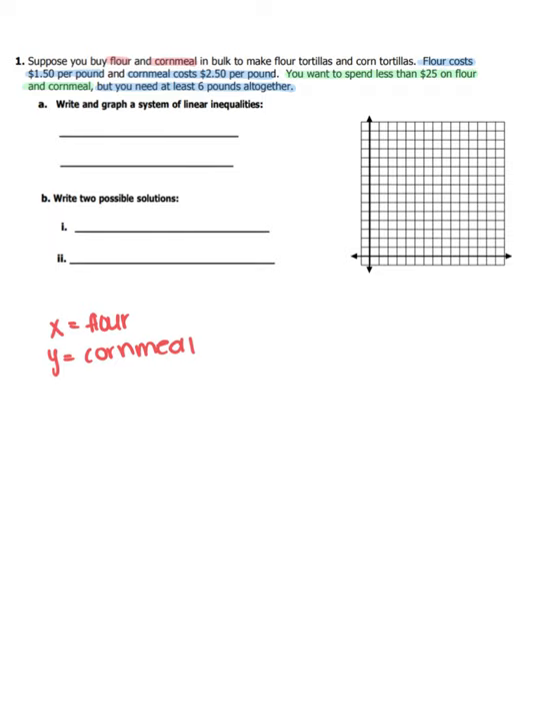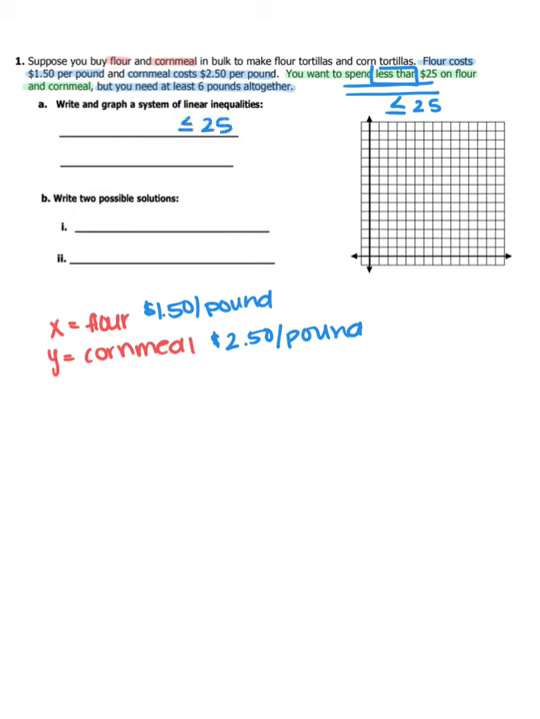So again, I know that flour is $1.50 per pound. And I know that cornmeal costs $2.50 per pound. And it says that I want to spend less than $25. So that right there says what our inequality is going to be. As long as I don't spend over $25, I'm good. So to show that, we would use less than or equal to 25. All right, so that's going to be our starting point here.